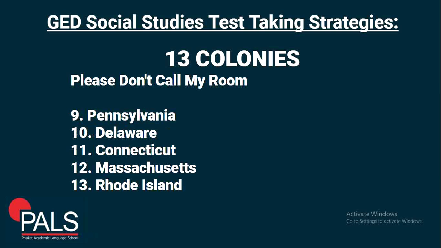And the last one is a mnemonic. Please don't call my room. P, please, for Pennsylvania. Don't, D, for Delaware. Call, C, for Connecticut. M, my, for Massachusetts. And R, room, for Rhode Island.